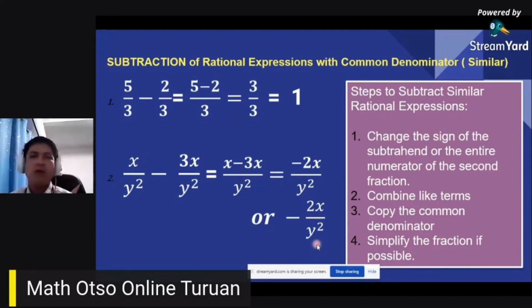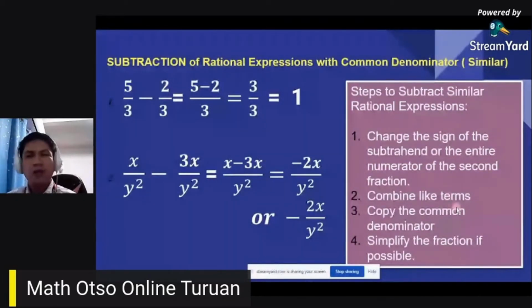So what did we do? What are the steps in subtracting rational expressions with a common denominator? Here, I will read it for you. Number 1. Change the sign of the subtrahend or the entire numerator of the second fraction. If you noticed earlier, the 2 was positive, but when we put it in the solution, it became minus 2. Okay? And then, combine like terms.